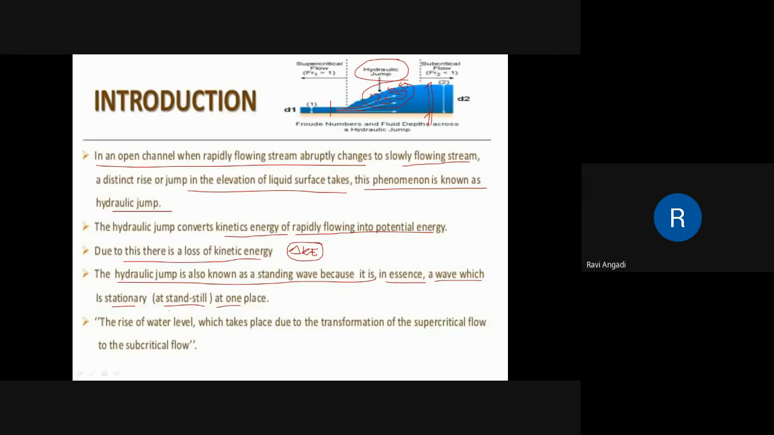Then there is the rise of water level which takes place due to the transformation of the supercritical flow to the subcritical flow, what we call as a hydraulic jump. The transformation from supercritical flow to the subcritical flow is called as a hydraulic jump. Okay, is it clear?